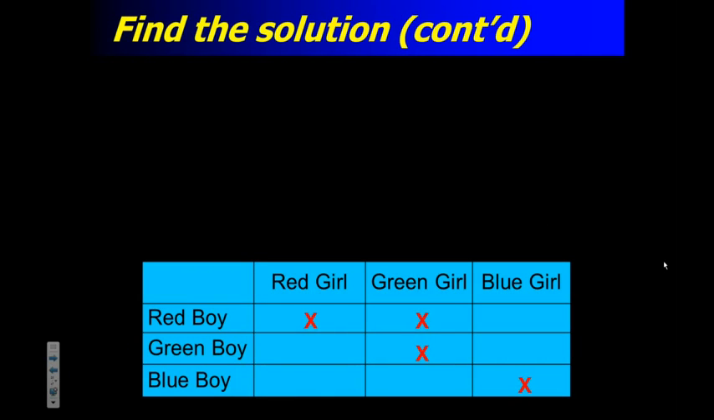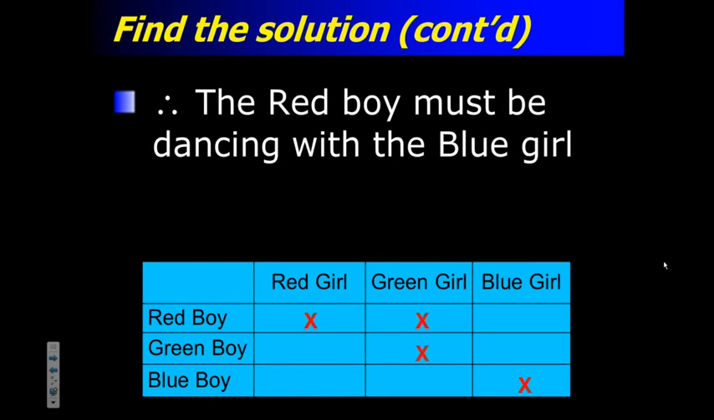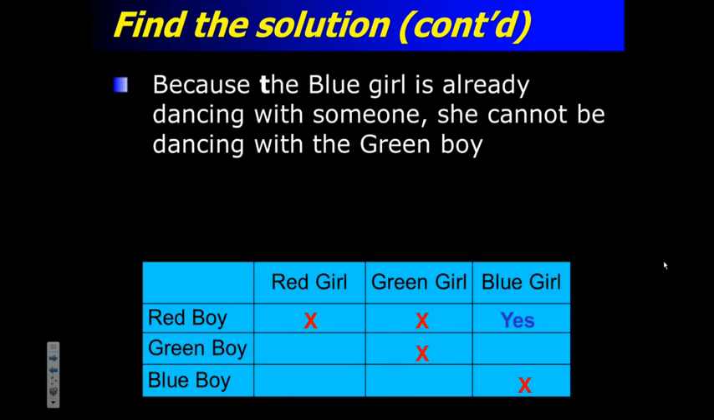There we go. Now what else do I know? Red boy, well, there's nobody else left. So red boy must be dancing with blue girl. We've already X'd out the other two. So that's who I know red boy's dancing with. Blue girl, right here, is already dancing with somebody, so she can't be dancing with green boy. So I'll X that one out.